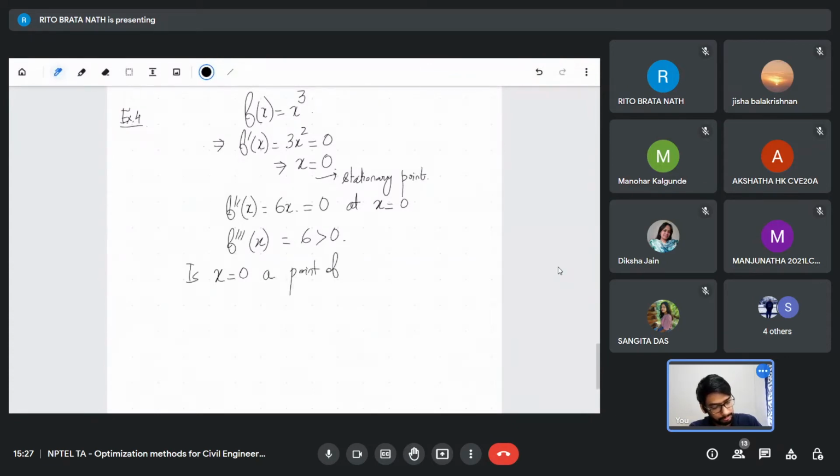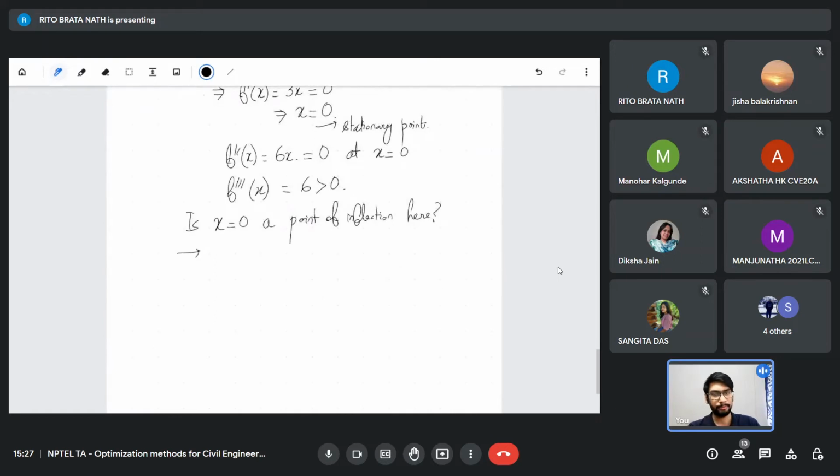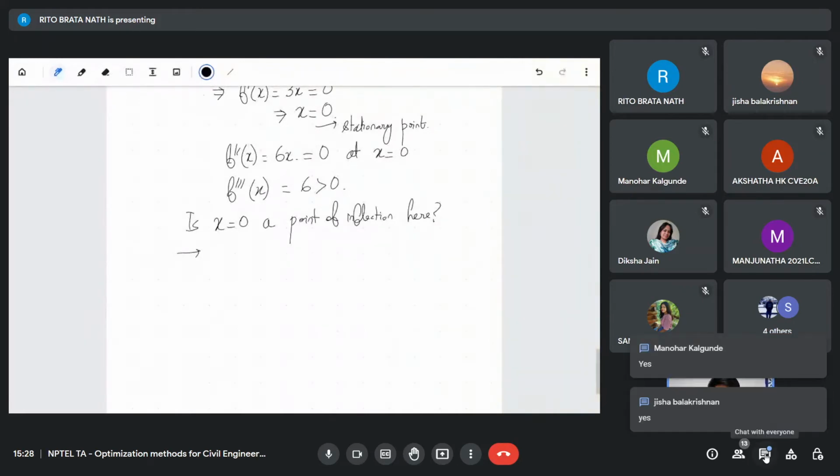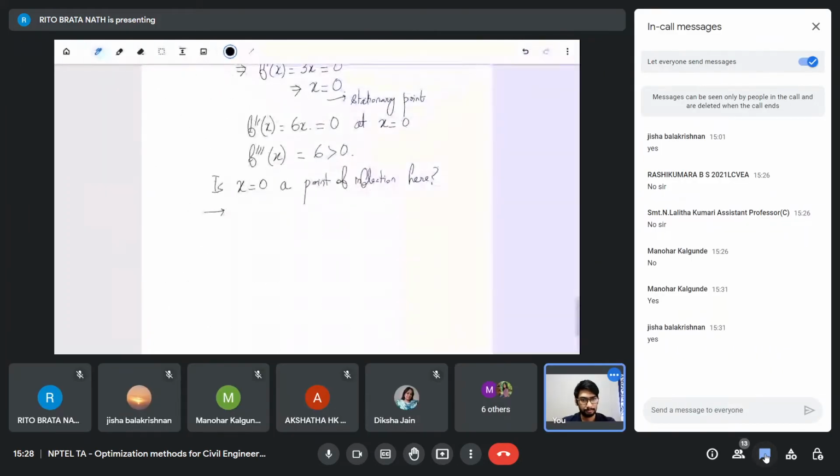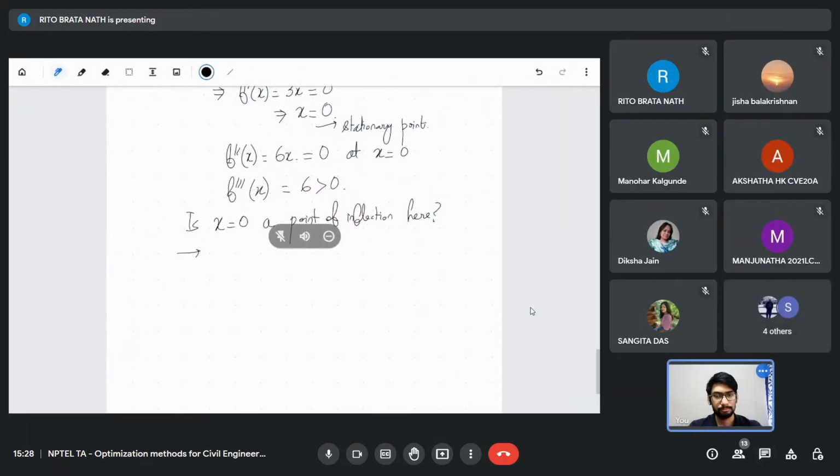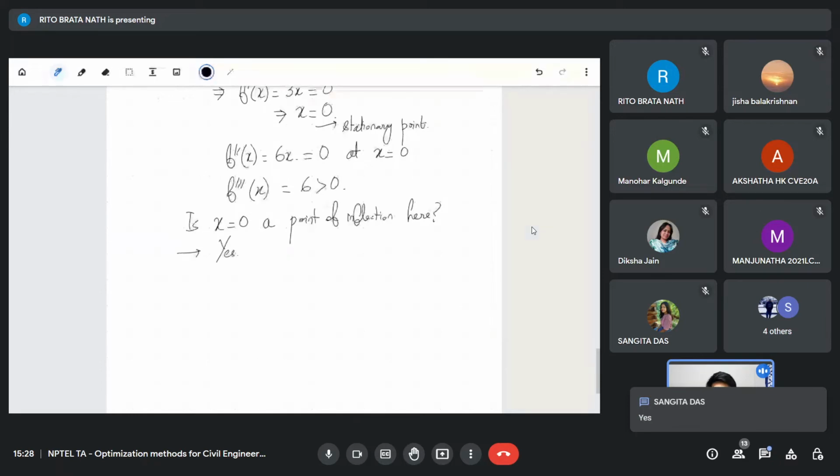a point of inflection here? So what would be the answer in this case? You can type your answers in the chat. Yeah, two people replied. And okay, so I think you know this answer. Yeah, three people already replied. So it's yes, that's obviously the correct answer.